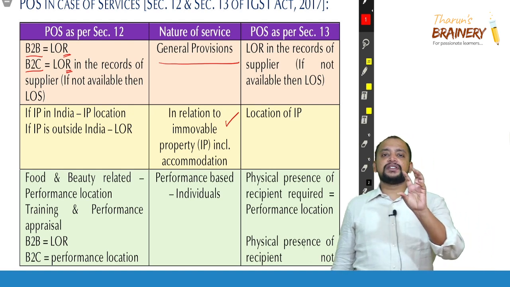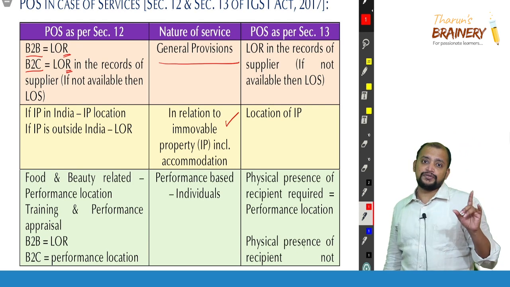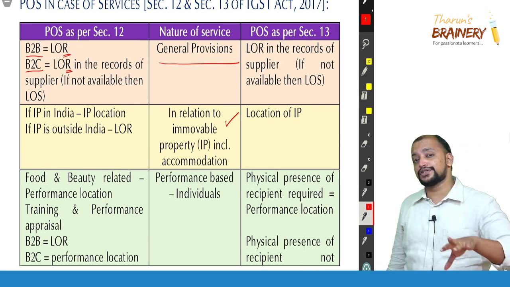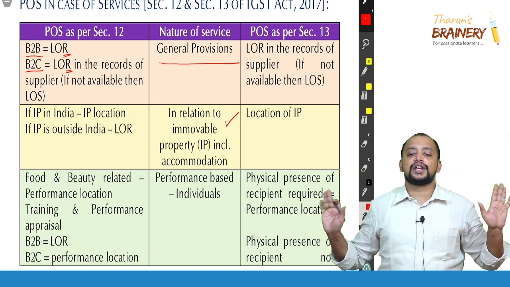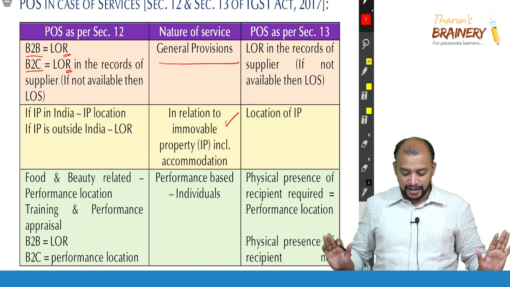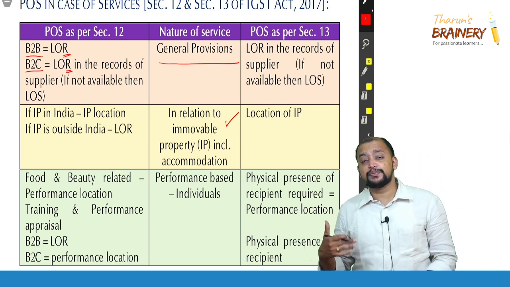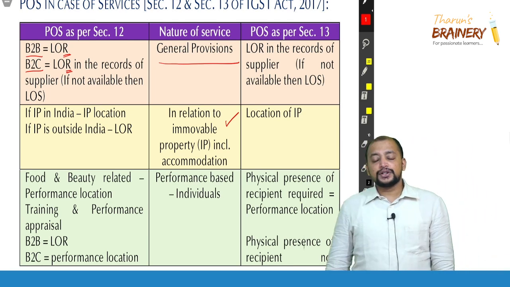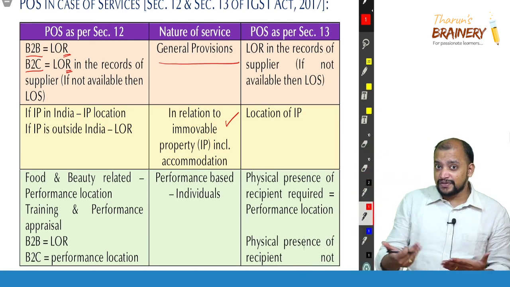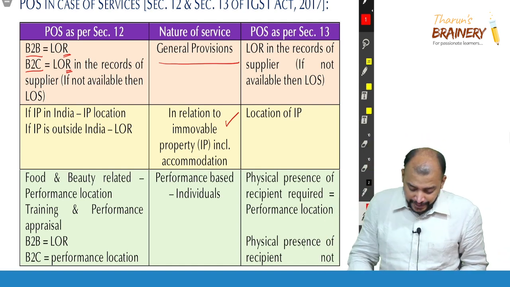So what is it? If it is service in relation to immobile property, section 12, what should be taken? We should take the location of the immobile property. What if the immobile property is outside India? Location of recipient. Then section 13, always location of immobile property, including accommodation service. Then performance based services in relation to individuals. Only when we see through illustrations will we understand this, so when we discuss the illustrations, you will get clarity about it.